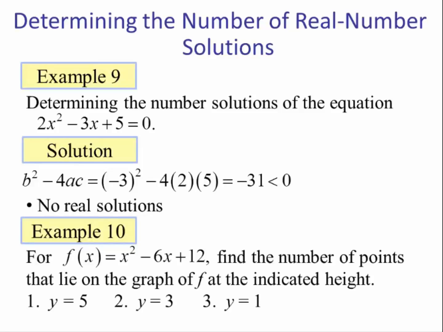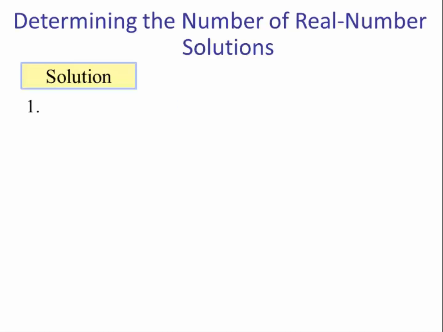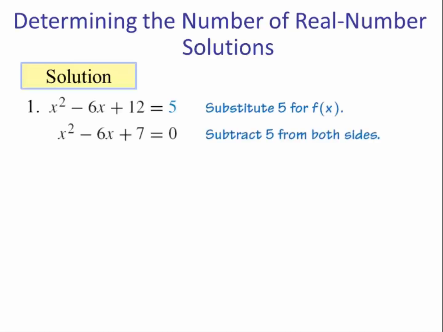Example 10. For f of x equals x squared minus 6x plus 12, find the number of points that lie on the graph of f at the indicated height. Number 1, y equals 5. Number 2, y equals 3. And number 3, y equals 1. We'll begin with number 1. x squared minus 6x plus 12 equals 5. We have to put this in standard form, so we subtract 5 from both sides. We get x squared minus 6x plus 7 equals 0.